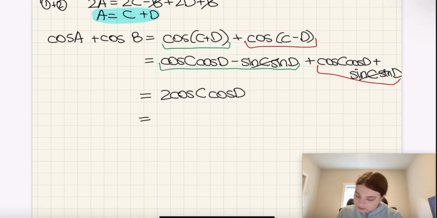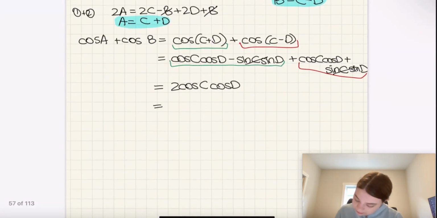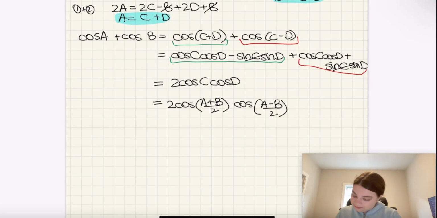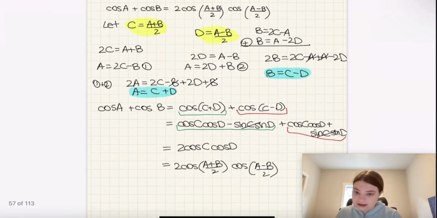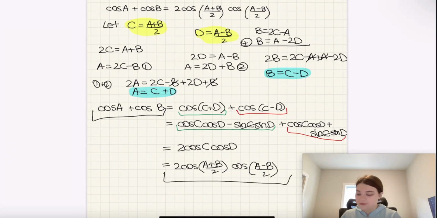And if we go back and review what C was equal to again, C is equal to (A plus B) over 2. So 2 cosine of (A plus B) over 2. And then D was just equal to (A minus B) over 2, like that. And so therefore, if we go back here, we can see that we have now proven it. We've proven that cosine of A plus cosine of B is equal to 2 cosine of (A plus B) over 2 times cosine of (A minus B) over 2. And so we have now proven this.